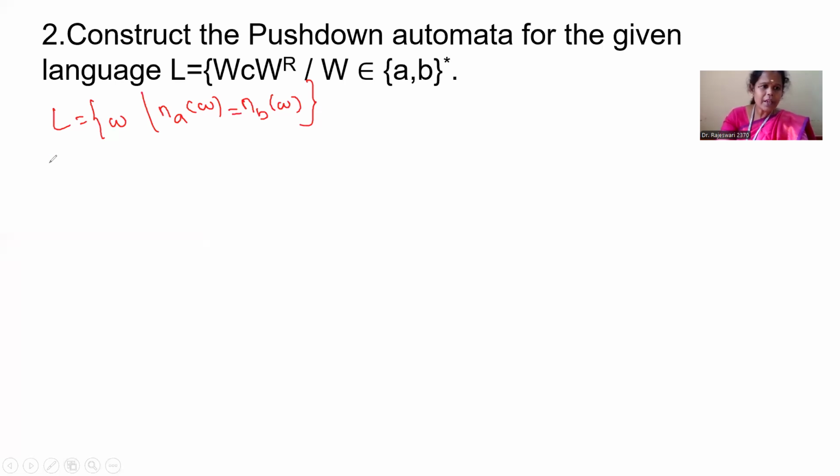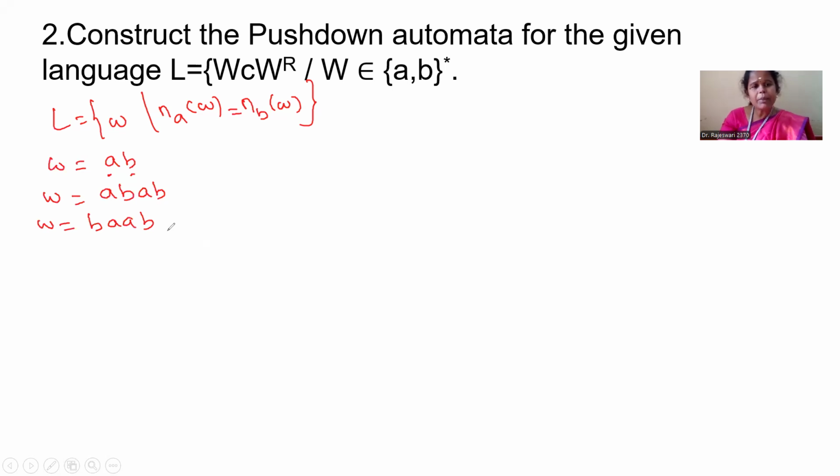So what can be a string? A string can be AB, so there is a single A and a single B. The number of A's is equivalent to the number of B's. A string can be ABAB, with two A's and two B's, or BABA, with two B's and two A's. Like that, you can consider any string that has an equal number of A's and B's.